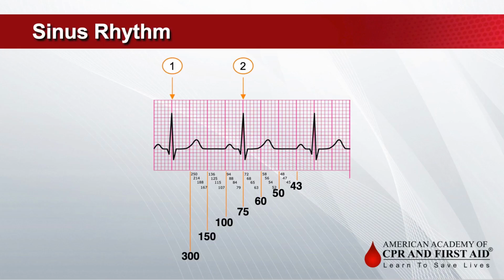This means the electrical signal initiates from the sinus node and follows the correct pathway through completion. There is a P wave for every QRS, and the PR interval is normal. The term sinus tachycardia or bradycardia is used for rhythms faster or slower than 60 to 100 beats per minute. This may be normal for the patient.